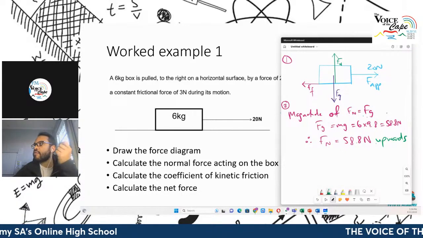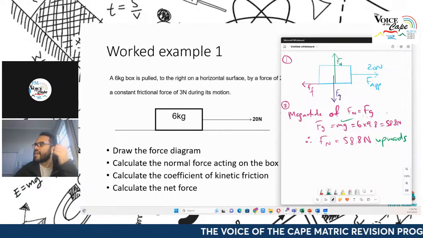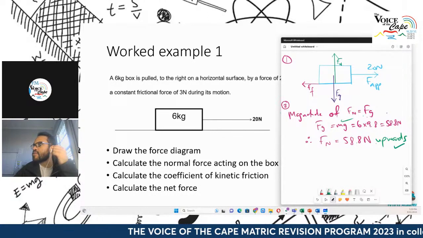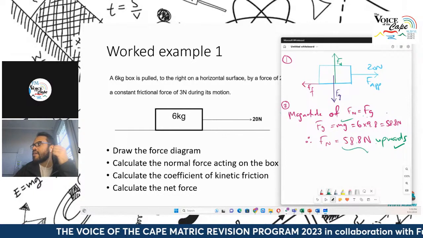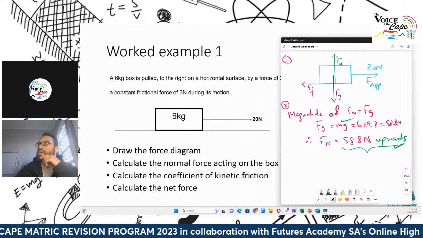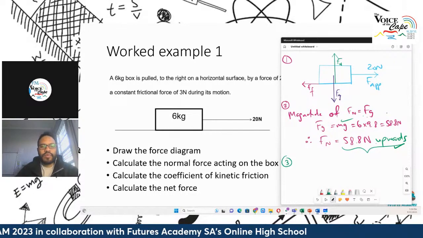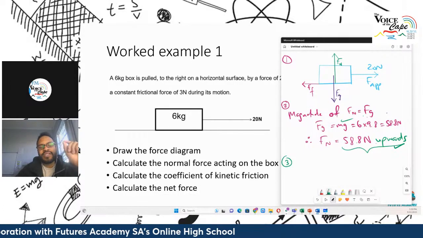Now, if this was an exam question and it was worth 2 marks, for example, or 3 marks, maybe because it's a very simple one, formula and actual solution. Let's say the 2nd mark was awarded for this entire thing. If you leave out the word upwards, you would have forfeited the entire 2nd mark. Okay, so be aware of that. Now let's go to question number 3. Question number 3 is asking us to calculate the coefficient of kinetic friction.